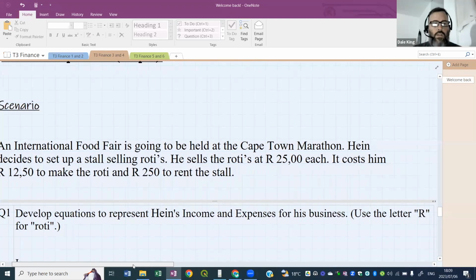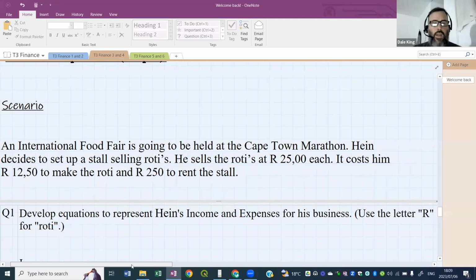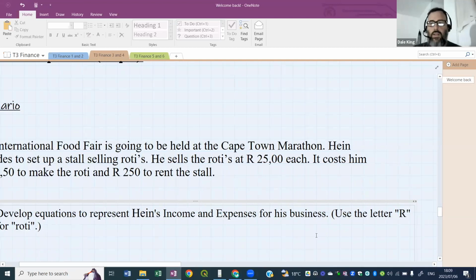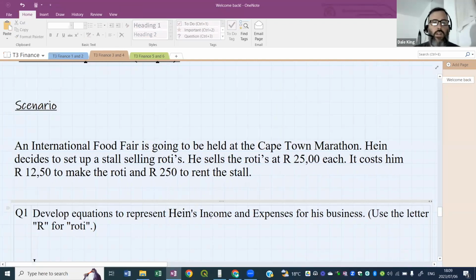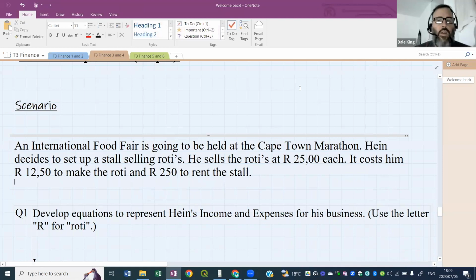So just like last time, there seems to be a food fair in Cape Town. A whole lot of people are coming together and they are selling food items or food products at this food fair in Cape Town. We have a similar story again.